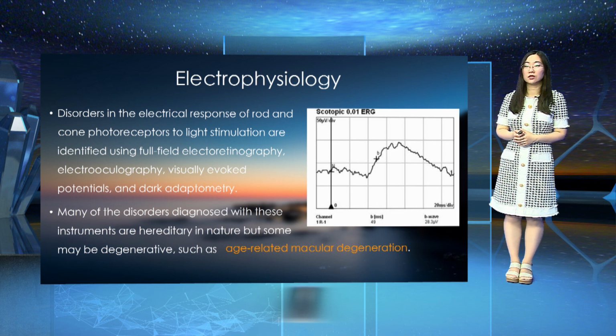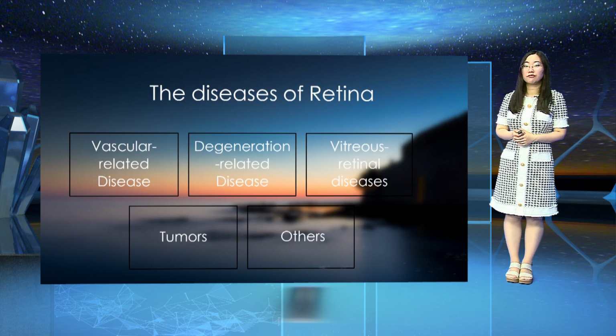Multifocal electroretinography is also useful for identifying macular dysfunction in otherwise healthy retinas, revealing early evidence of drug toxicity or localized functional injury. The diseases of the retina include vascular-related disease, degeneration-related disease, tumor, and others.